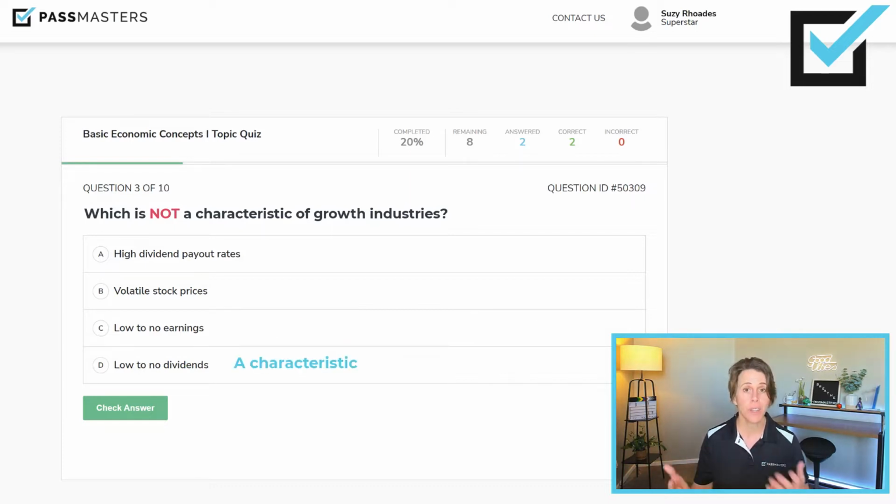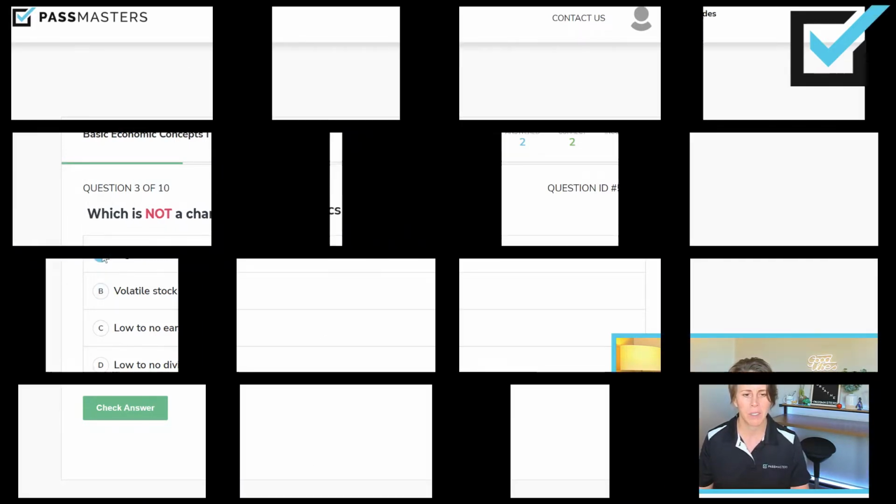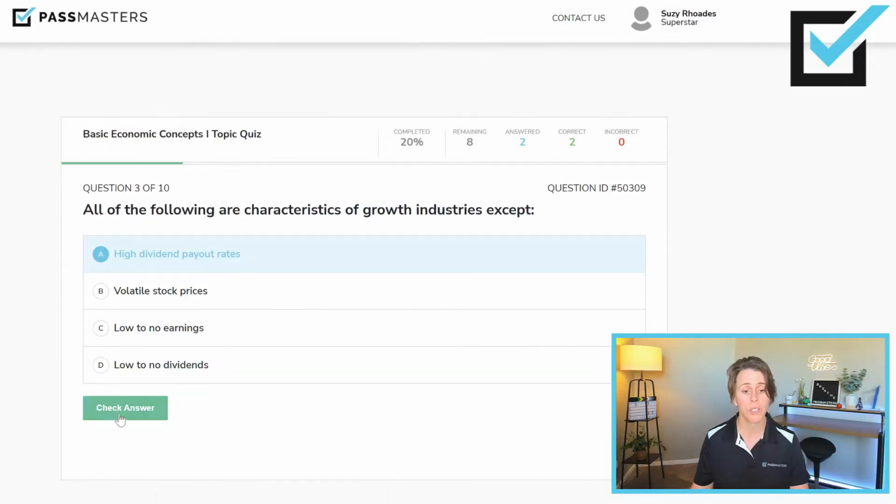Now, there's another hint here in this question. When you have two answers that contradict each other, you know one of those two is going to be the right answer most of the time. So we are looking for what's not a characteristic, high dividend payout rates. The true statement is growth industries pay low to no dividends.